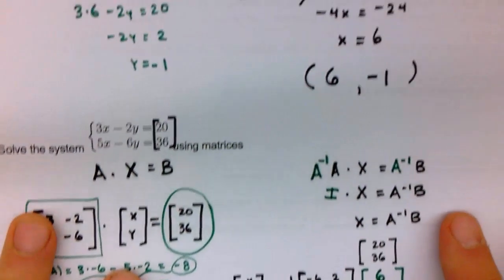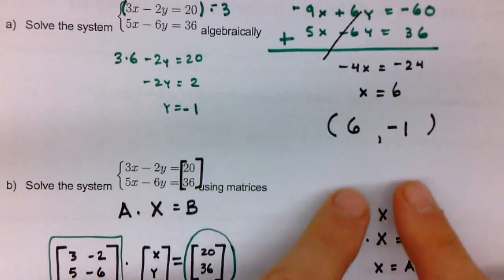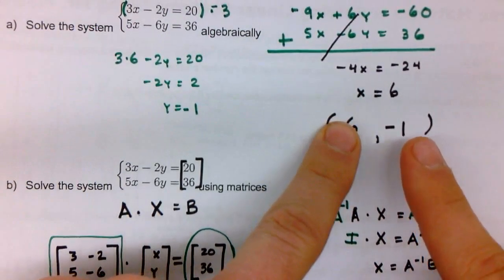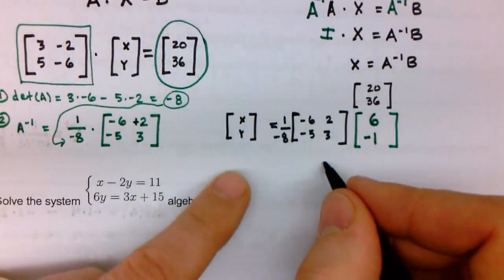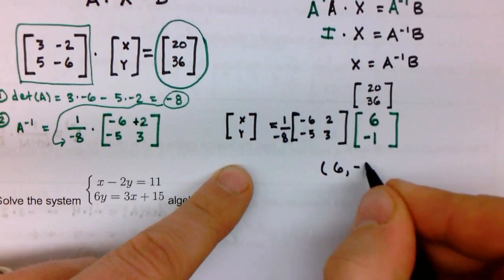And if you look at the problem when we solved it earlier, whoa, x is 6, y is negative 1. This is so much more complicated. I like the other method better. Yeah. Sorry.